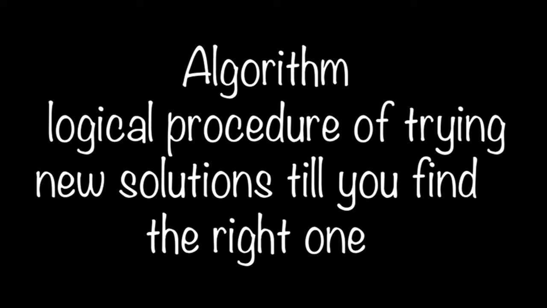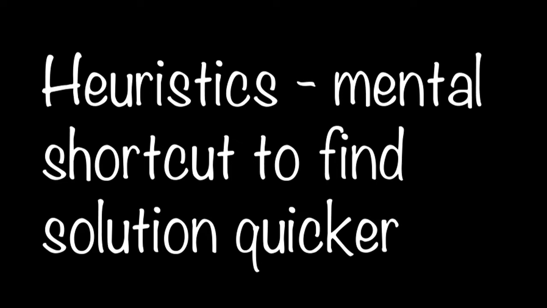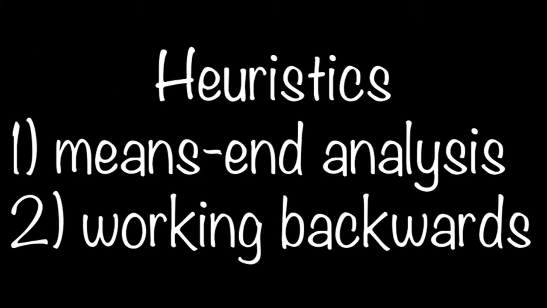the right one. Another method that we use is called heuristics, which is essentially a mental shortcut to find the solution quicker. Two kinds of heuristics are means-end analysis, where we analyze the main problem and break it down into smaller problems, and the other type of heuristics is working backwards, where we start with the goal and use it to suggest connections working backwards, which is used a lot in mathematical proof.